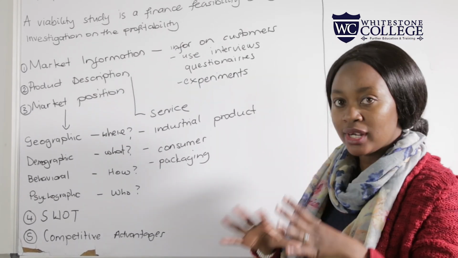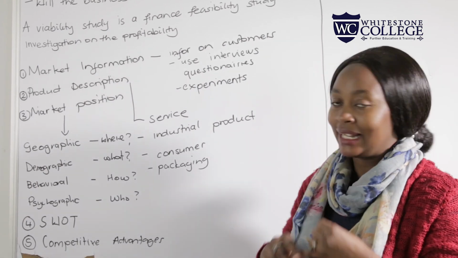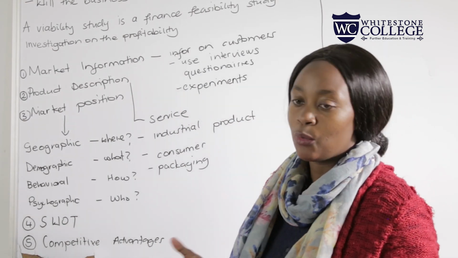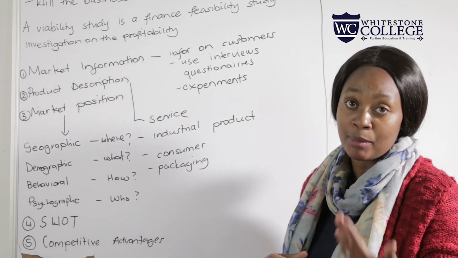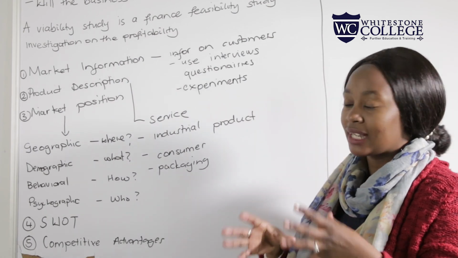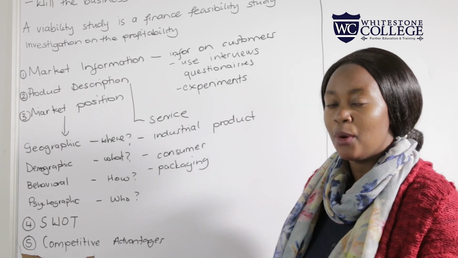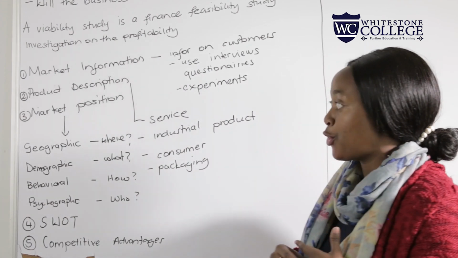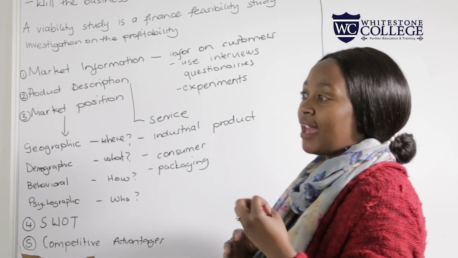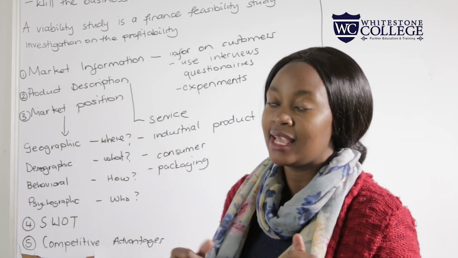Then component number 2 is the product description. In this case, your product is supposed to be clear on what kind of product it is. It can either be an industrial product, it can be a consumer product, it can also be a service. When you are talking about services, probably if you want to start an insurance company, then you know how you are going to describe your service. And if it's a consumer product, probably if you want to open a coffee shop, then you should have all the information that you need to know on your product description. You are supposed to know the packaging that you are going to use that will make it different from other people who are in the same business as you are.